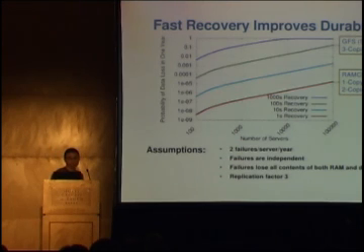So there are some important assumptions on this graph. First, we're assuming 2 failures per year. The failures are independent, and each failure loses the entirety of the contents of both RAM and disk. And finally, that we're using a replication factor of 3 here.